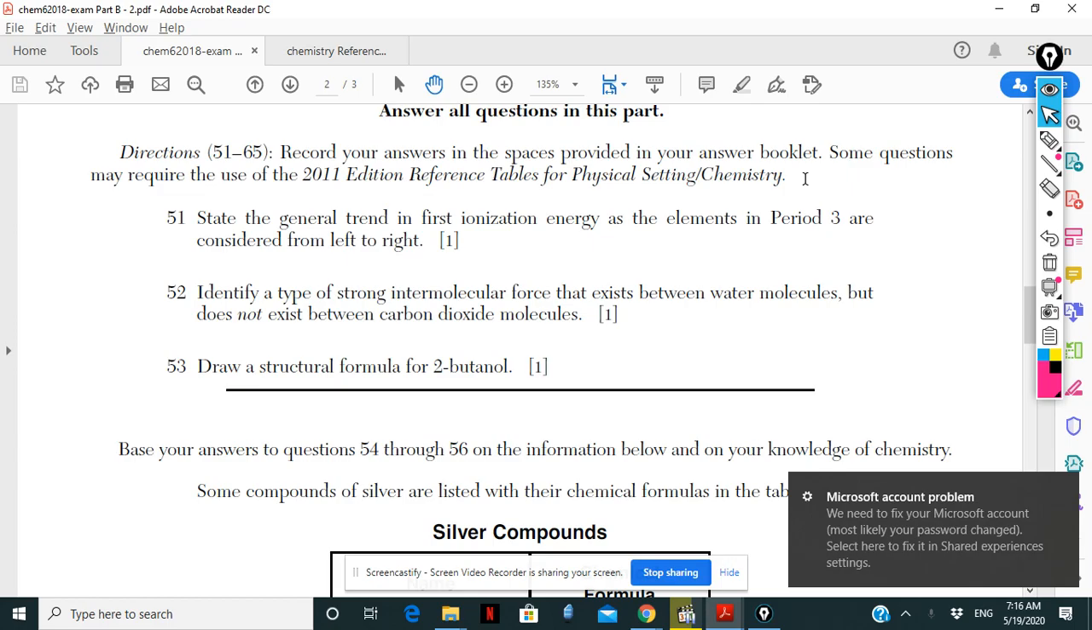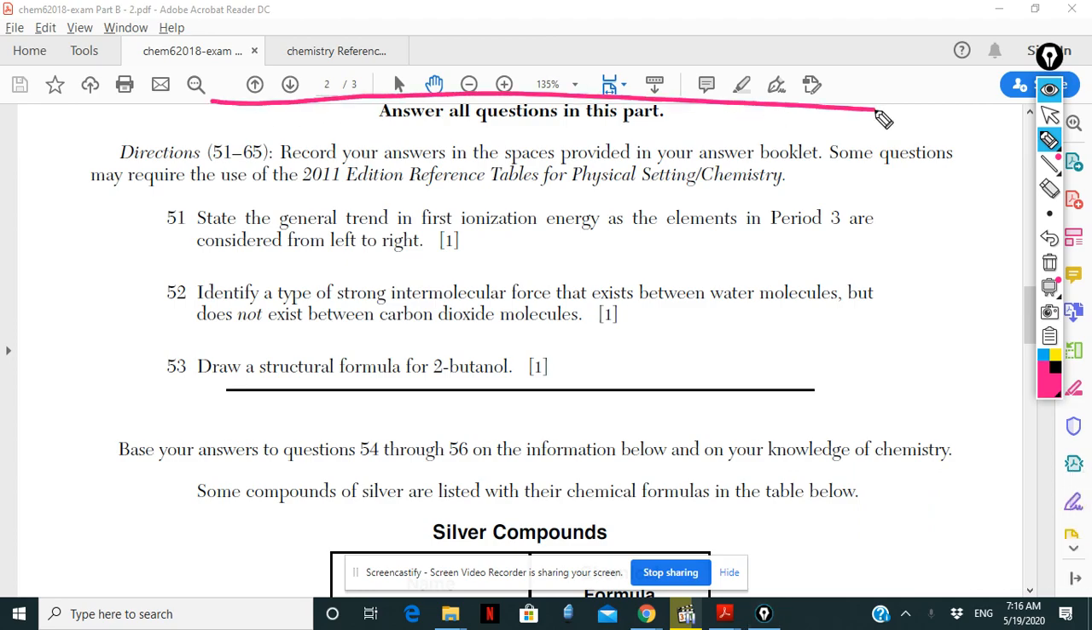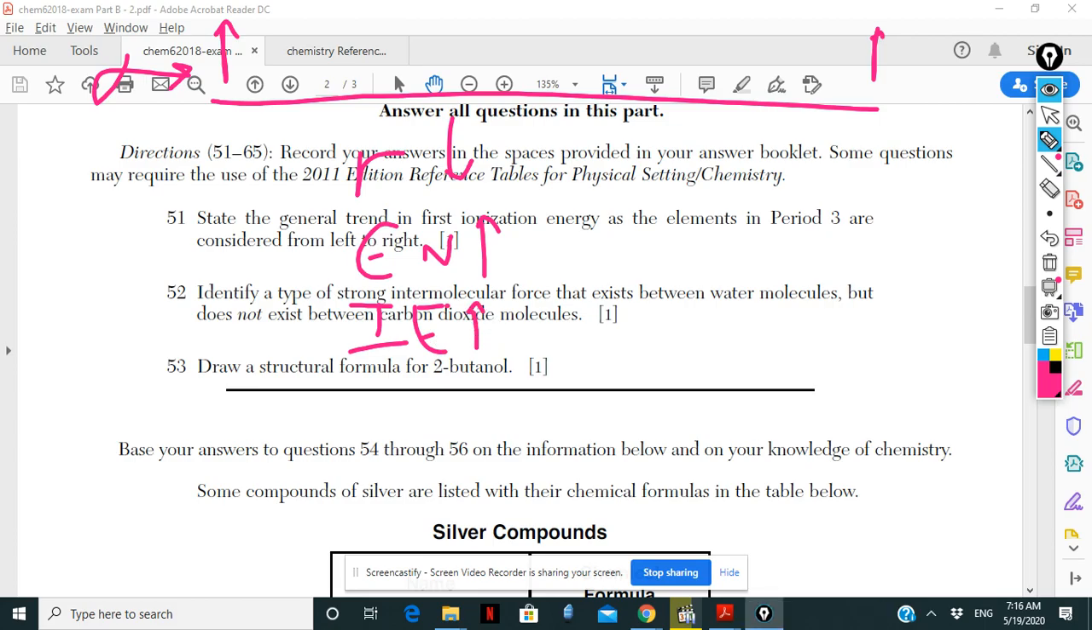State the general trend for first ionization energy as elements in period 3 are considered from the left to the right. Again, the period is the row. When I go from the left to the right, the radius decreases and electronegativity increases. As the electronegativity increases, the ionization energy increases. Why? Because electronegativity keeps the electrons close to the nucleus, so it needs more energy to break them away.